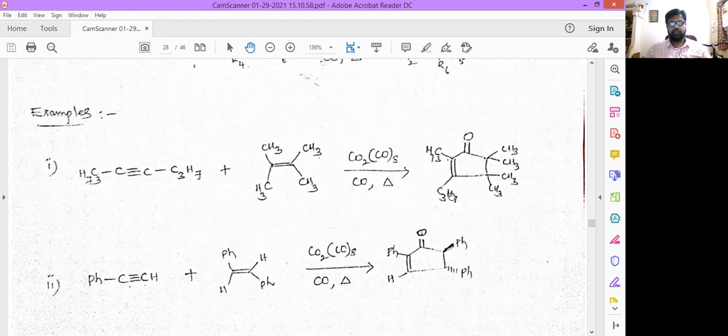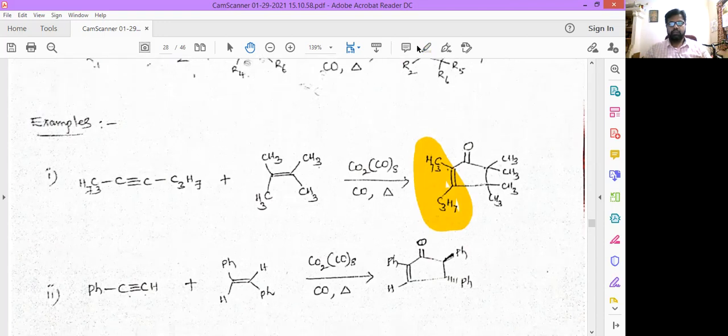C3H7, C3H7. This particular part will be one color, and this is another part. And this is the carbon monoxide part. So this is the carbon monoxide, this one. So it is a 2+2+1 cycloaddition.